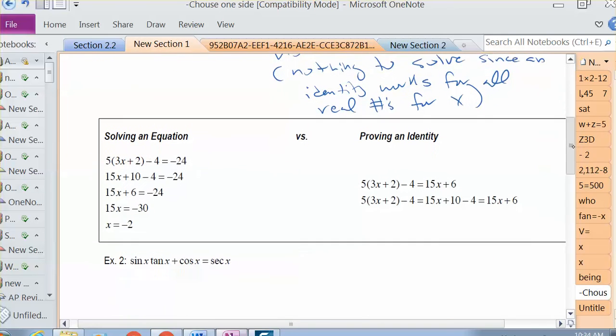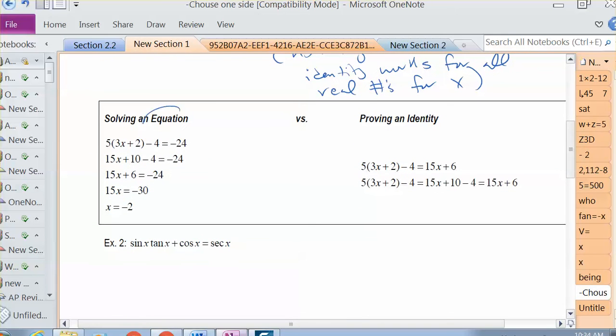Actually, we'll have that discussion right now. So this is an equation because you're solving it and you actually get just one answer. But this is an identity because this and this are identical, and you prove they're identical by doing a bit of algebra, right? If you distribute the 5 into 3x plus 2, combine like terms, you do get 15x plus 6.